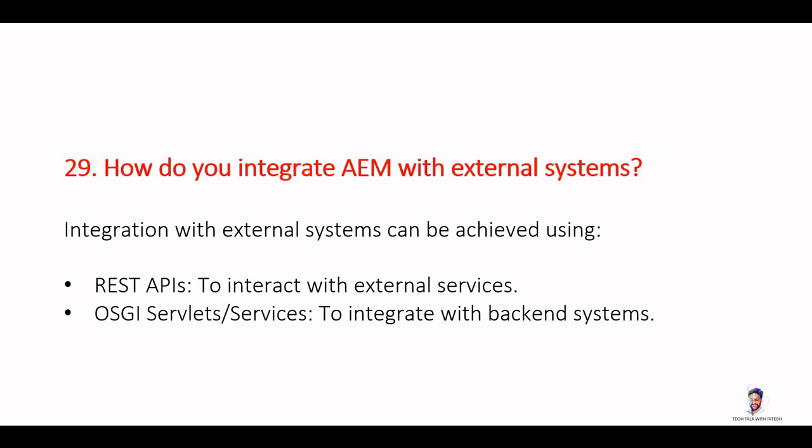So integration with external systems can be achieved using, and this is a very simple question to be true, REST APIs to interact with external services and OSGi servlet services to integrate with backend systems. So consider there is a system which exposes REST-based APIs. How do we integrate it? So one way would be I will create OSGi services, and through servlets I will invoke the OSGi service, and through the OSGi service I will consume those REST-based services. That is one way. But if this question is for architects, this can be answered differently.